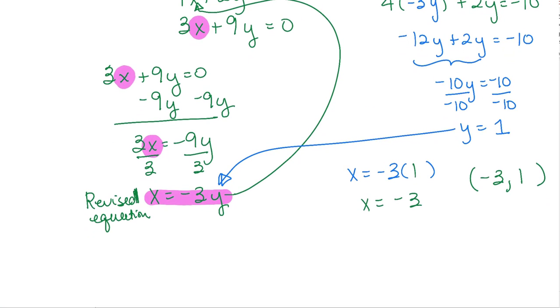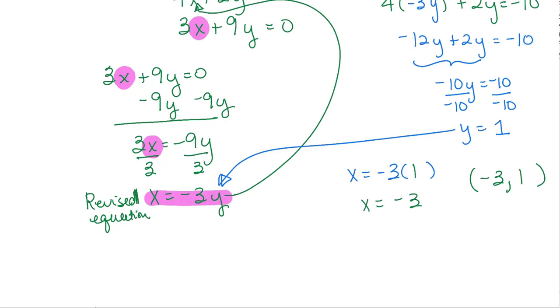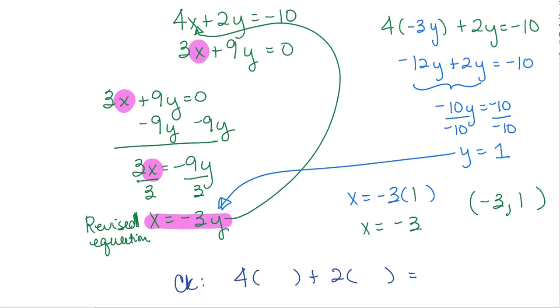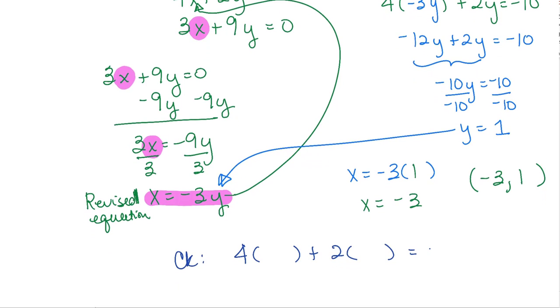And so then we can check our solution by taking the original equations and seeing if we get true statements. So for the first one, I have 4 times x, which is negative 3, plus 2 times y, which is 1. So 4 times negative 3 is negative 12. 2 times 1 is 2. Negative 12 plus 2 is negative 10.